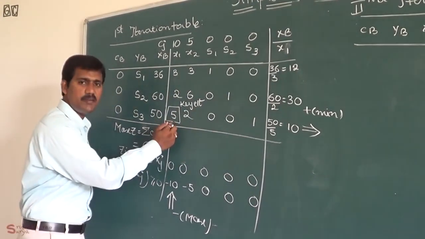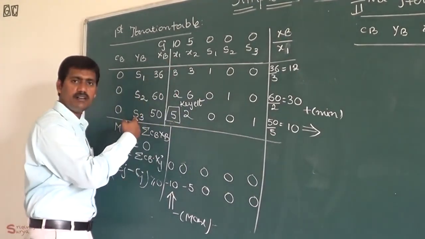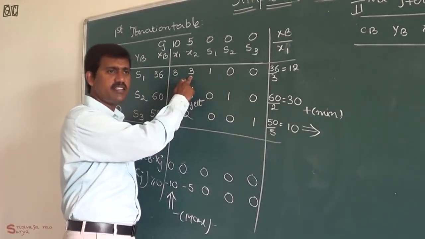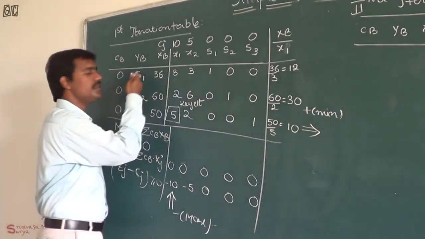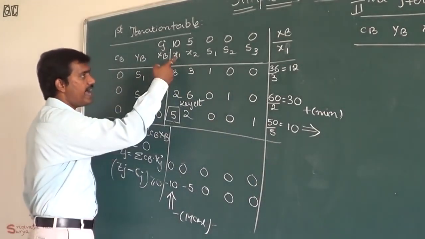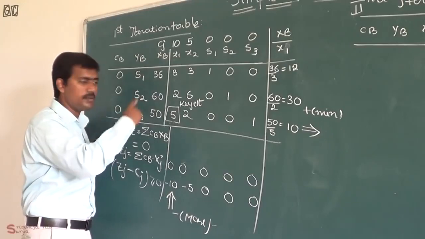So these are the key elements. Obviously, x1 will be here and s3 will be the outgoing vector. For example, 3 is a key element. Then obviously, x2 will be the incoming vector and s1 will be the outgoing vector. In this case, x1 will be the incoming vector and s3 will be the outgoing vector.